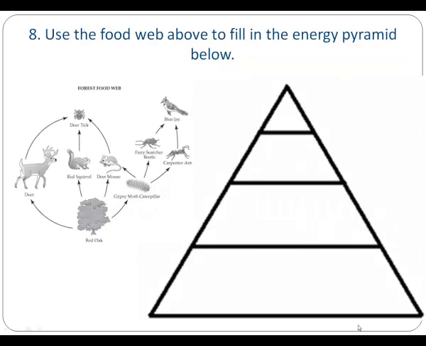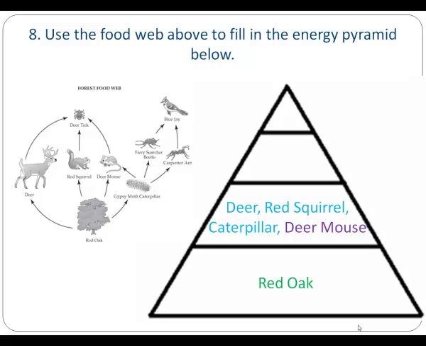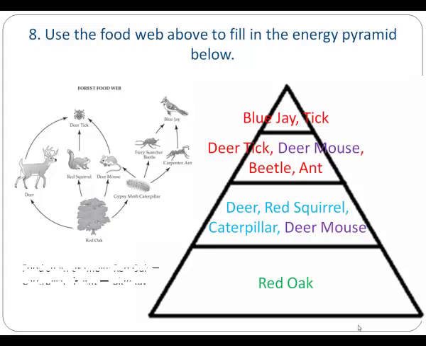So now we got to use the forest food web to fill in the energy pyramid. So at the bottom, we're going to have the red oak, which is our producer. On top of that is everything that eats the red oak. On top of that is everything that eats the level below it. So the deer mouse appears twice because it feeds on the red oak as well as the caterpillar. And the top is going to be the blue jay and the tick.